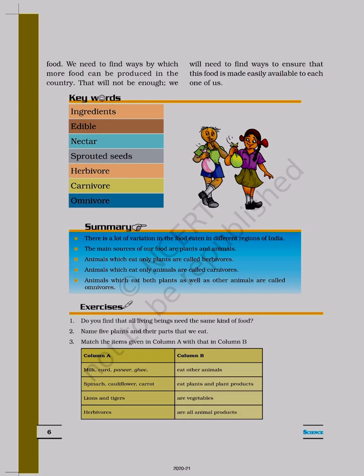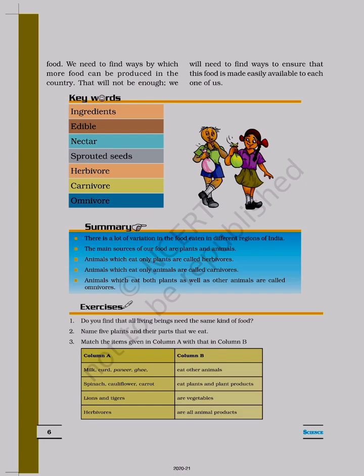Keywords: ingredients, edible, nectar, sprouted seeds, herbivore, carnivore, omnivore. Summary: There is a lot of variation in the food eaten in different regions of India. The main sources of our food are plants and animals. Animals which eat only plants are called herbivores. Animals which eat only animals are called carnivores. Animals which eat both plants as well as other animals are called omnivores.